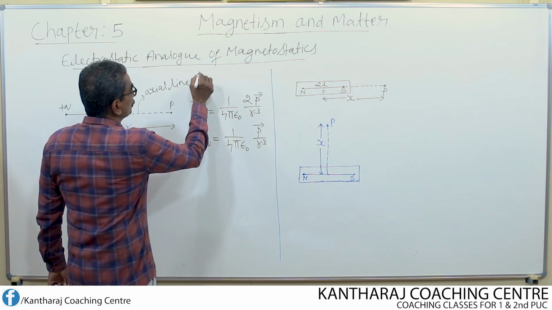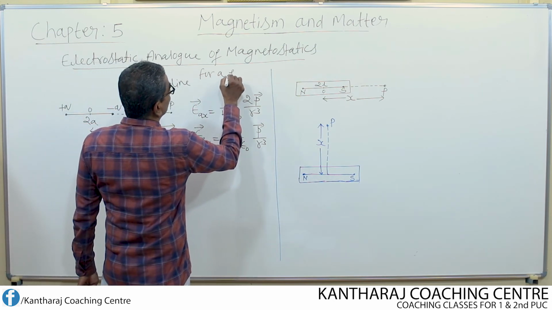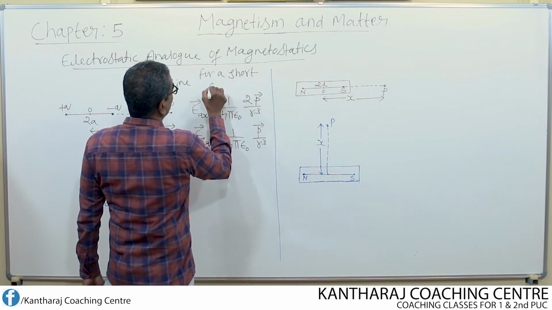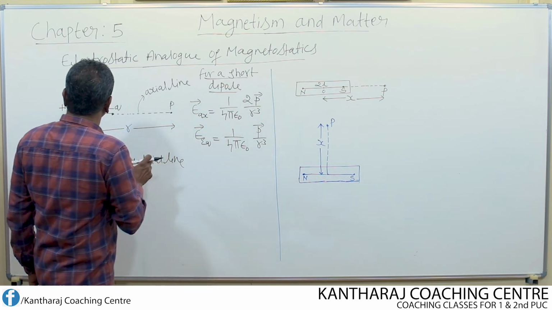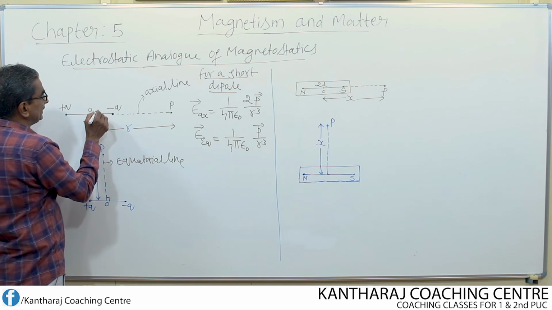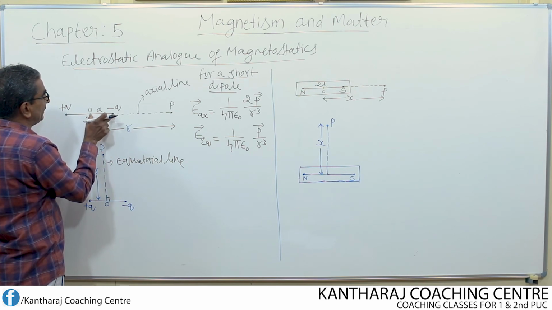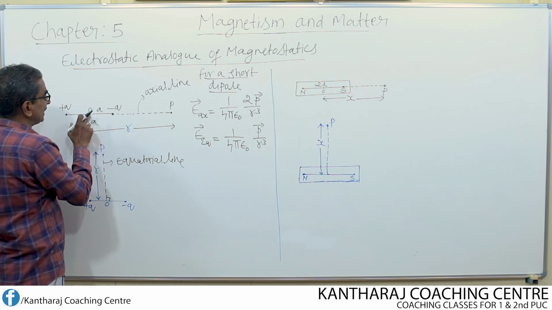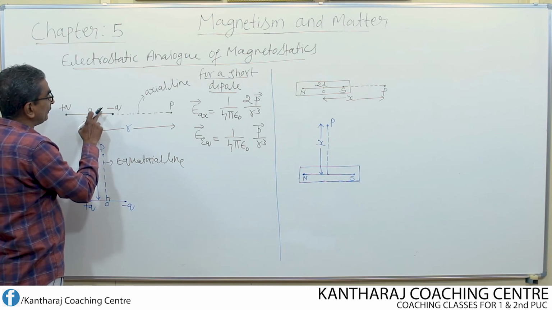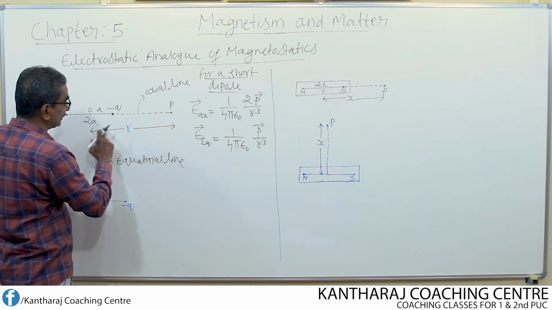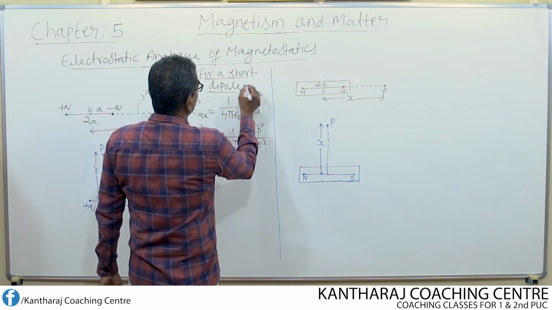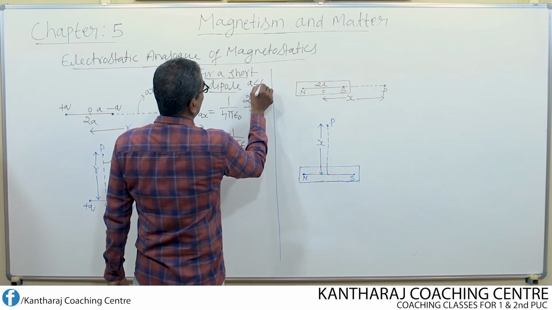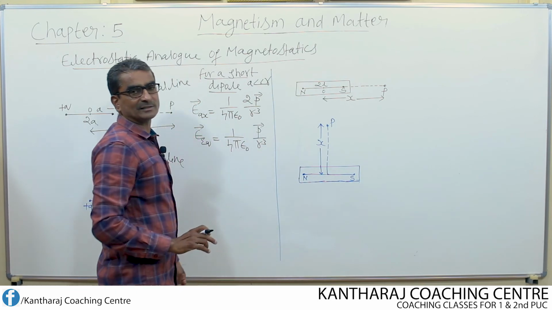Now for a short dipole, what is meant by short dipole? See, what is a? a is the distance between one of the charges and the center of the dipole. If a is very, very small compared to this r, then we call that a short dipole. So for a short dipole, a will be very, very less when compared to r.